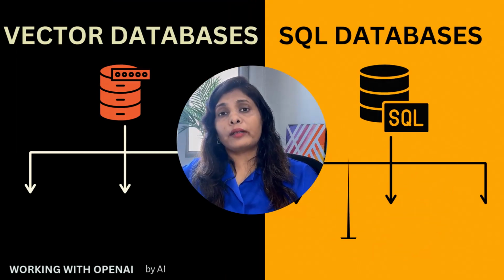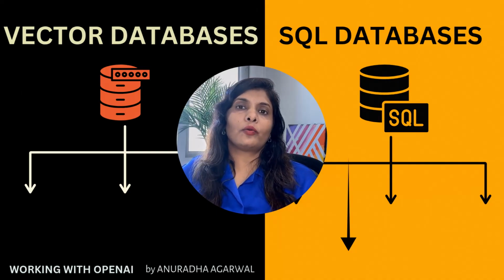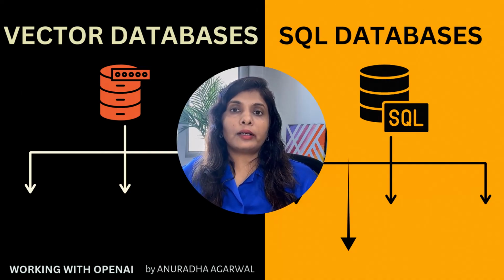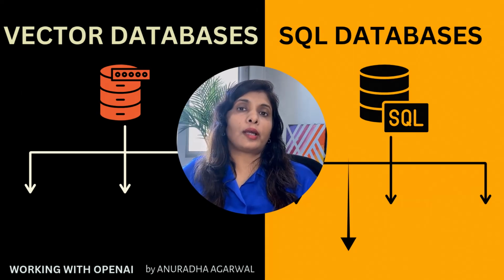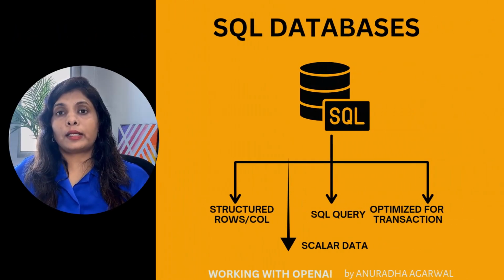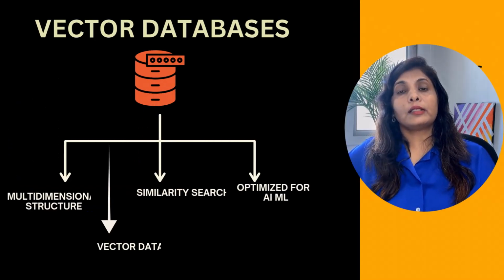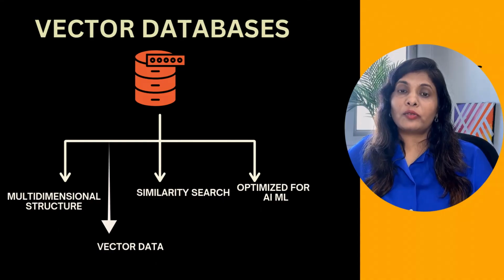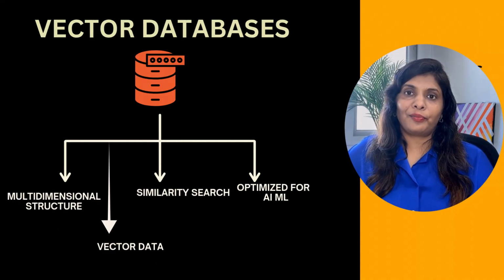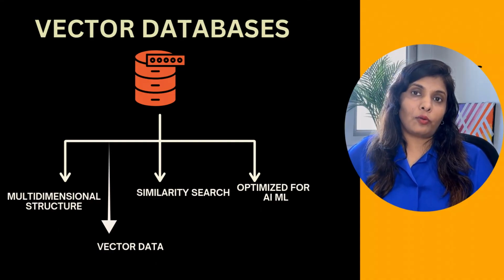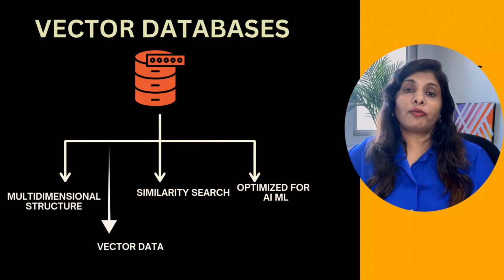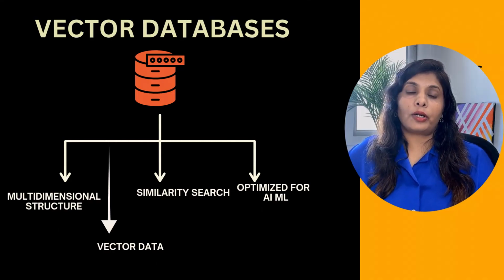Let's see how vector databases differ from traditional SQL databases. Most vector databases fall under the NoSQL category. In SQL databases, data is stored in rows and columns. Data is scalar in nature and optimized for transactional operations using SQL queries. In vector databases, the stored data is vector embeddings, which are high-dimensional data optimized for similarity searches, unlike the row-column format in SQL. This data format is specifically designed for vector operations efficiently.